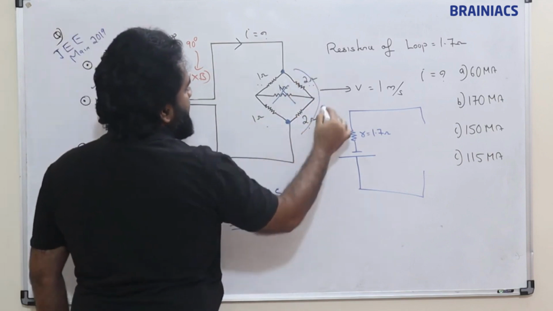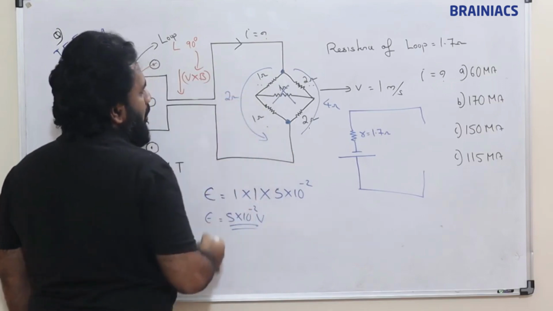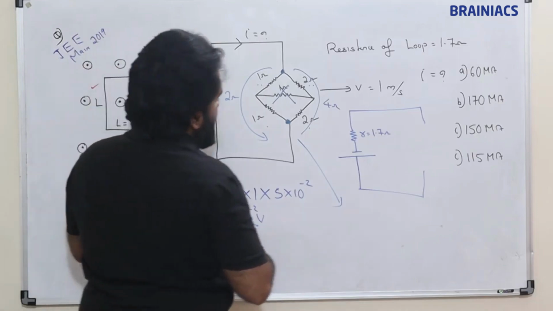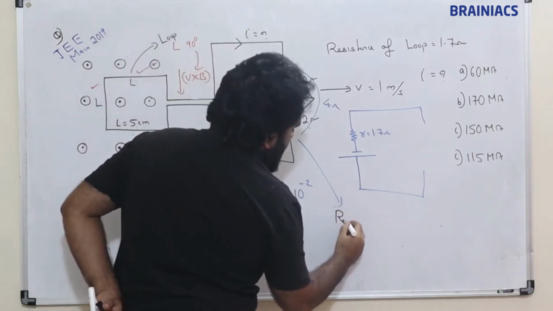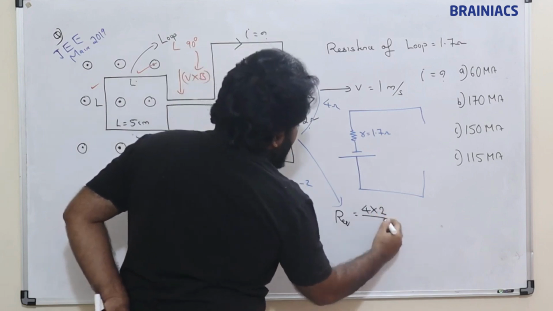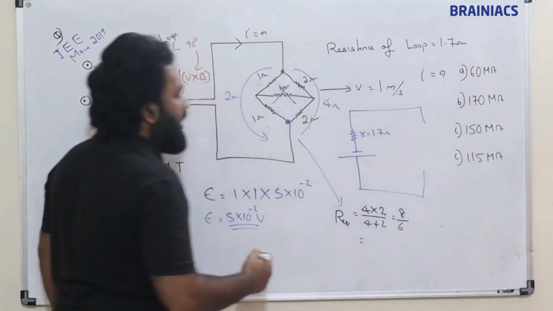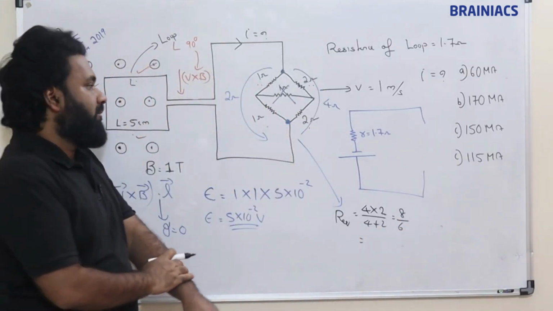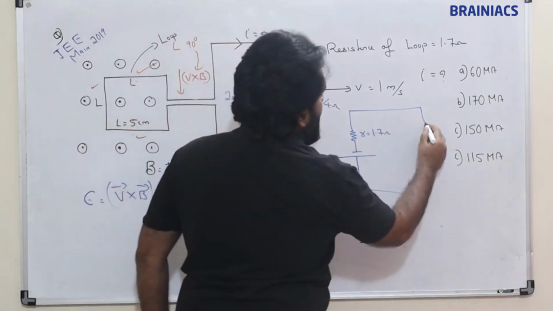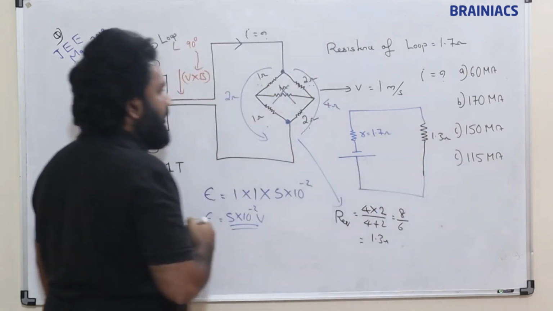So this is a series combination of 4 ohm, and this is also a series combination of 2 ohm. So what is the equivalent resistance of this network? R equivalent is 4 into 2 divided by 4 plus 2. This is 8 by 6. What will come? Around 1.3 ohm will come. So we can mark this resistance as 1.3 ohm.